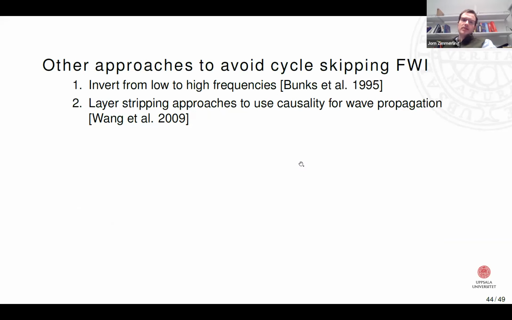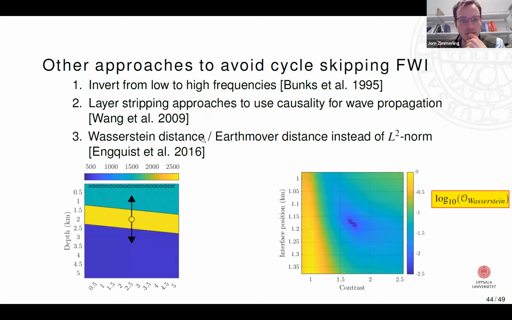There are, of course, other people that have approaches to avoid cycle skipping in FWI. So one of the things is that typically what people do is they try to go from low to high frequencies in order to avoid putting objects into the inversion domain that are very sharp. So you go from large features to smaller features to avoid local minima. Then there's, of course, people that do layer stripping, which we use here as well, to use the causality of wave propagation to avoid getting stuck in local minima.